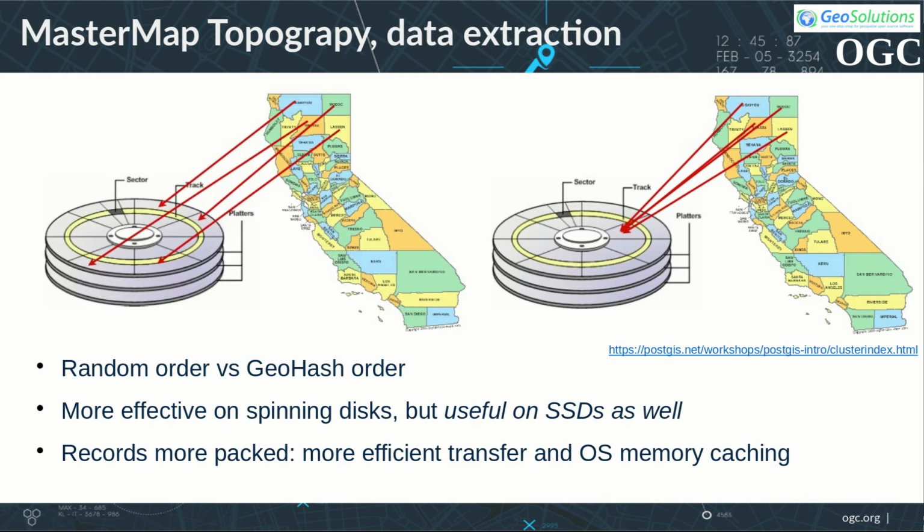layout. Sorting by geohash leads geometries that are close on the map to be close on the disk as well. This is particularly beneficial for spinning disk storage, as it reduces seek time. However, it's also beneficial for modern SSDs, as it also reduces the amount of disk blocks that need to be read, improving the efficiency of the operating system file cache at the same time.